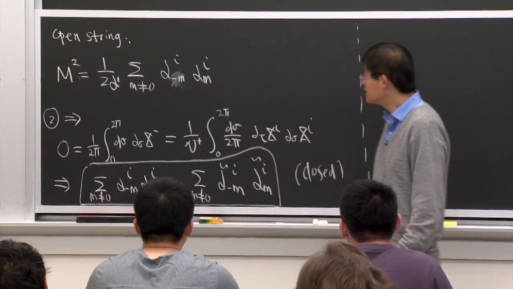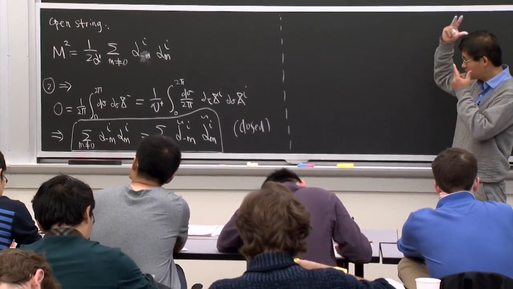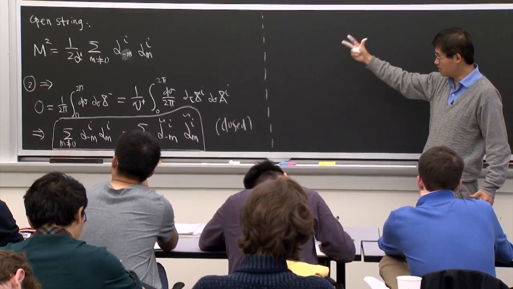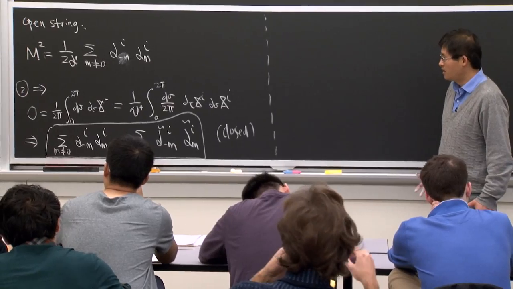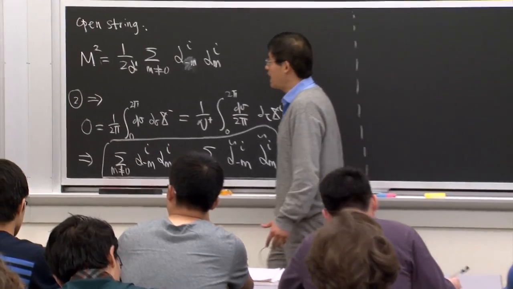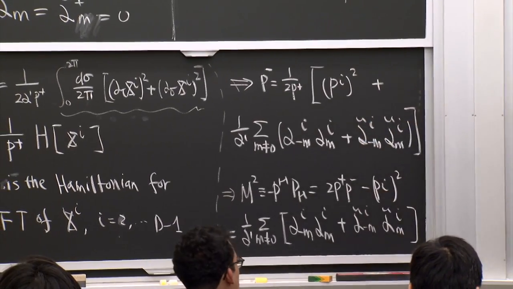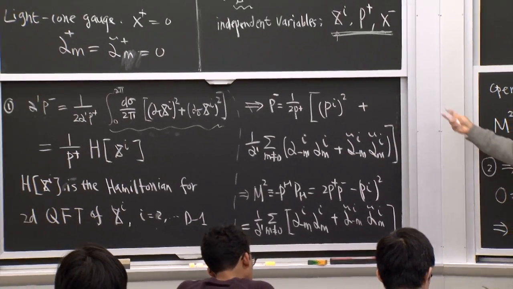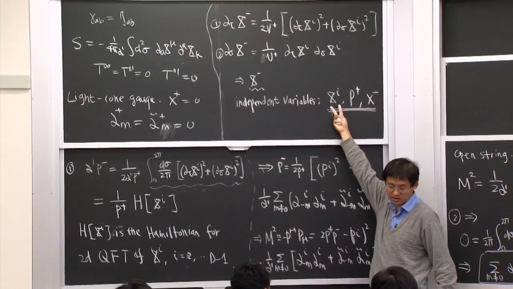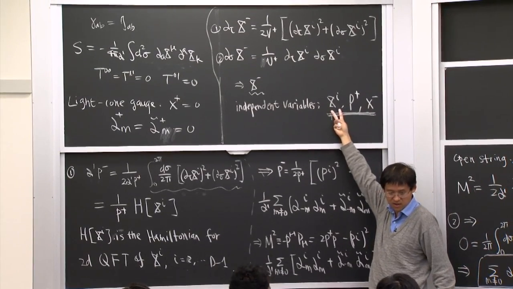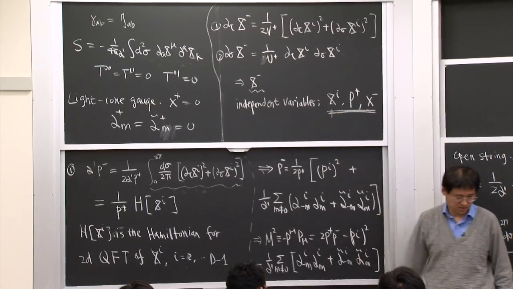Good. So this is the whole classical story. In some sense, this is the complete classical story. And quantum mechanically, we just need to quantize those guys, and those are just ordinary quantum mechanical degrees of freedom. And this just becomes a quantization of a free scalar field theory.